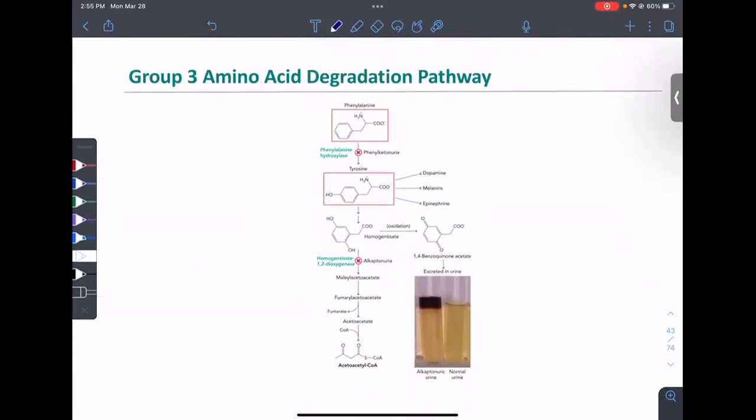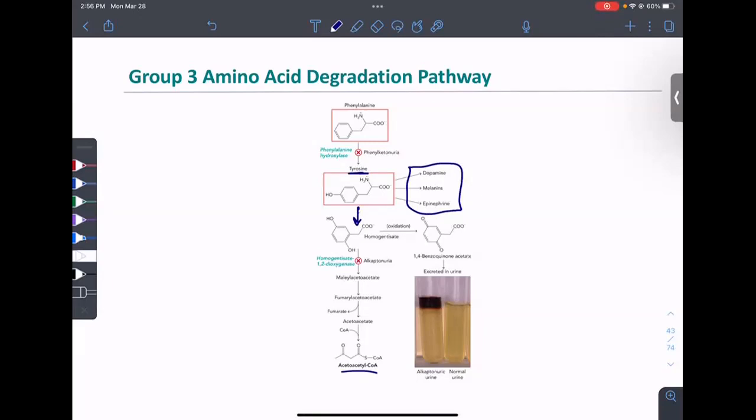Group 3 is really cool. So phenylalanine is converted first to tyrosine. This is the primary reaction that's responsible for tyrosine production in animals. And tyrosine is a very important amino acid because it goes on to make neurotransmitters like dopamine, melanins, epinephrine, all things that are super important. But if you have lots of it, then you can convert tyrosine to another substrate and eventually turn it into acetyl-CoA. So that's the way that you can get rid of it.